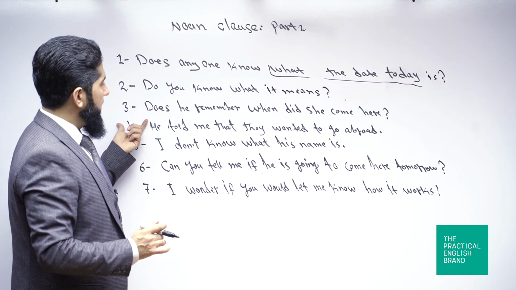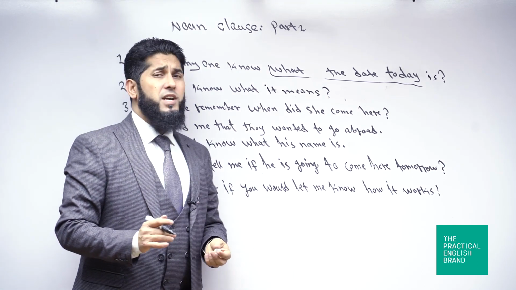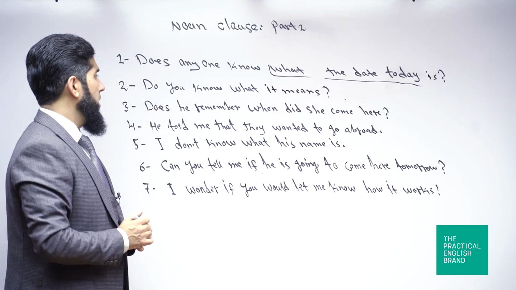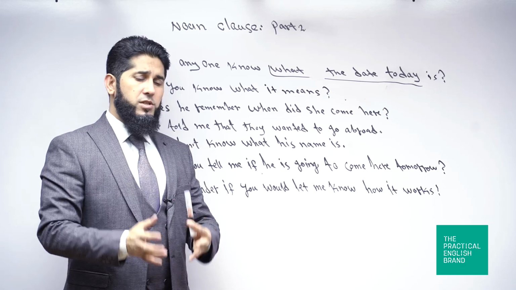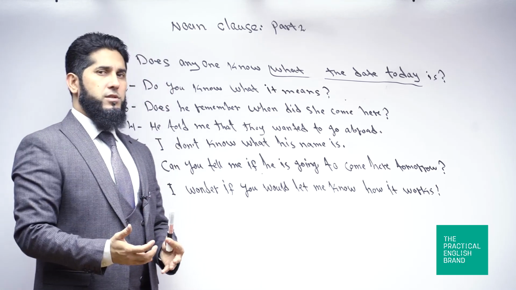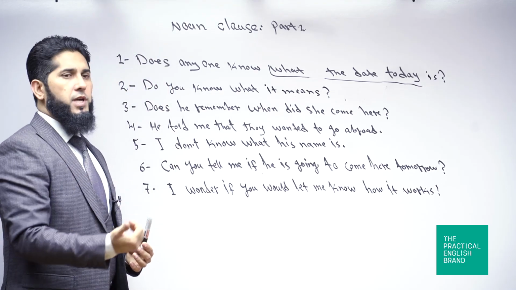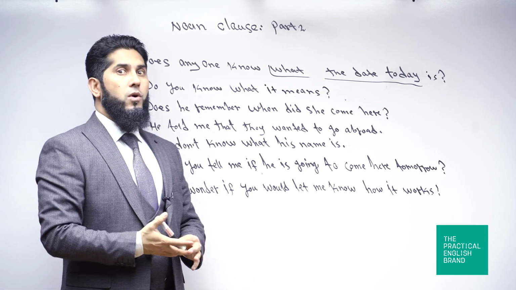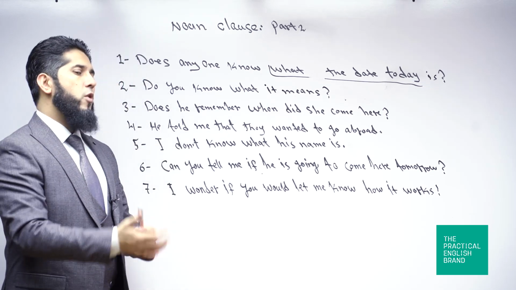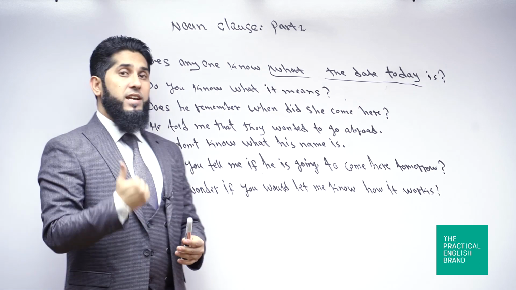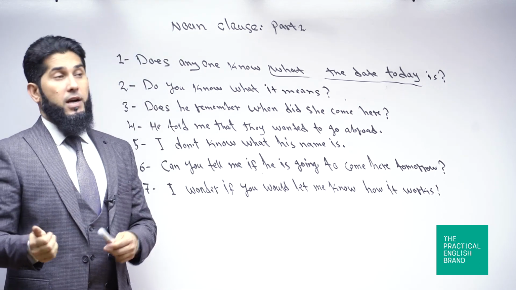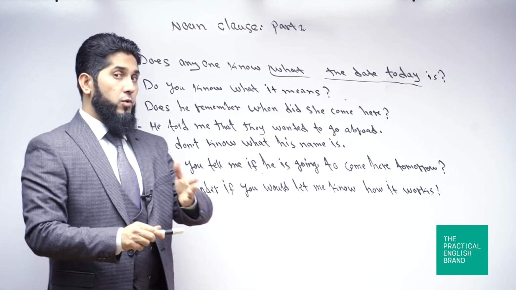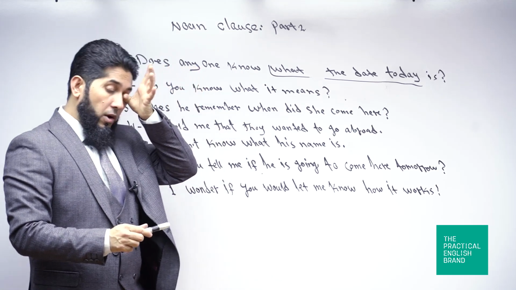Sentence number 3. Does he remember when did she come here? So we have included questions into questions, or indirect questions, like, do you remember? Can you tell me? Do you know? And then we have included questions in statements like, I don't know, I don't remember, I have no idea, I'm not sure. And after that, we bring a noun clause.